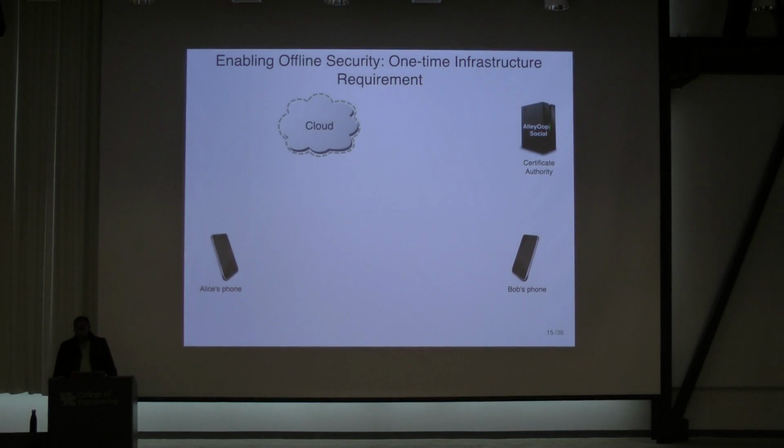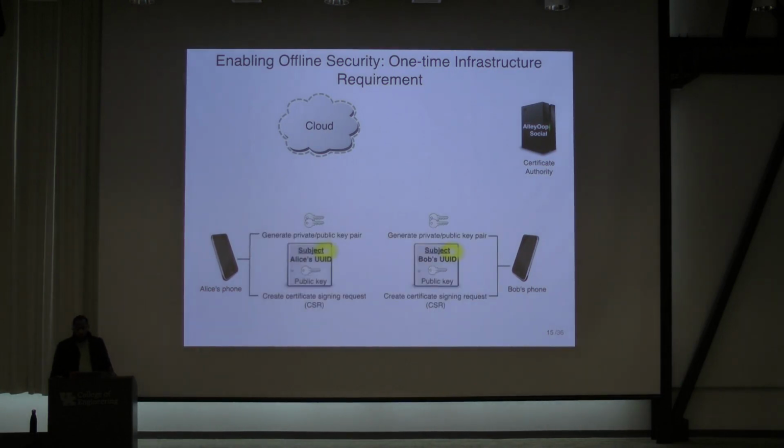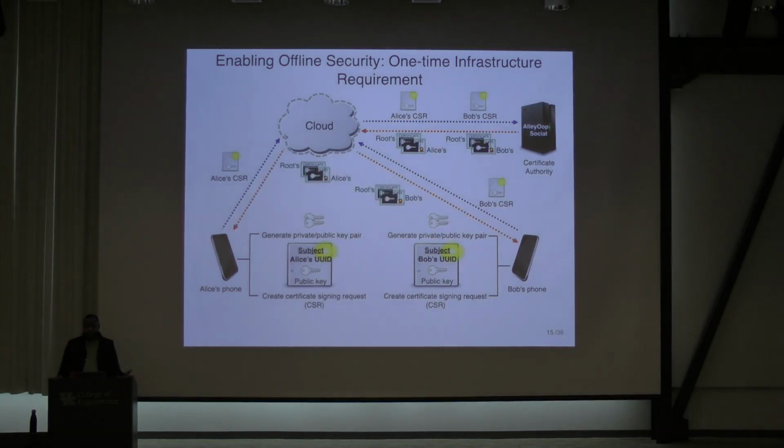The limitation I talked about with depending on the cloud is what I call a one-time infrastructure requirement. When you download the application and the user installs it, this is what happens on two users' devices. They generate a public key and private key, currently an elliptic curve key pair in the application, and a certificate signing request. This goes to the cloud. The cloud sends that to the certificate authority, which turns those into certificates and propagates them back down to the users. Now, when the user has a certificate, they can operate offline without ever connecting to the internet again for the lifespan of the certificate.